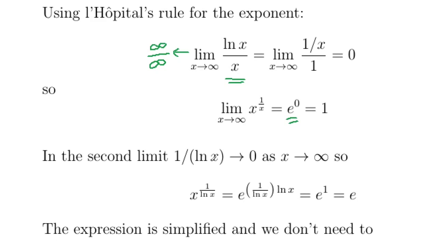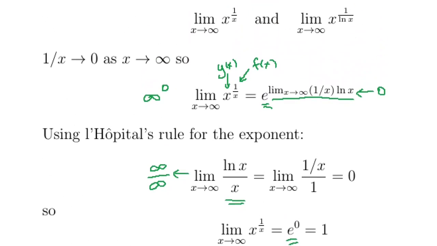Now, what about the second limit? In the second limit, 1 over ln of x goes to 0 as x goes to infinity. So once again, we have an infinity to the 0 expression there as well.